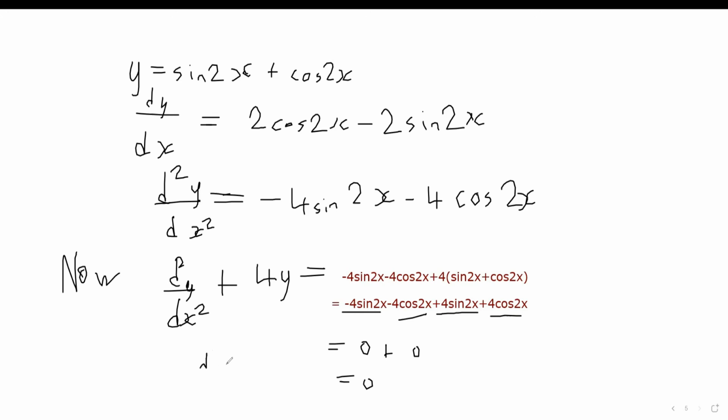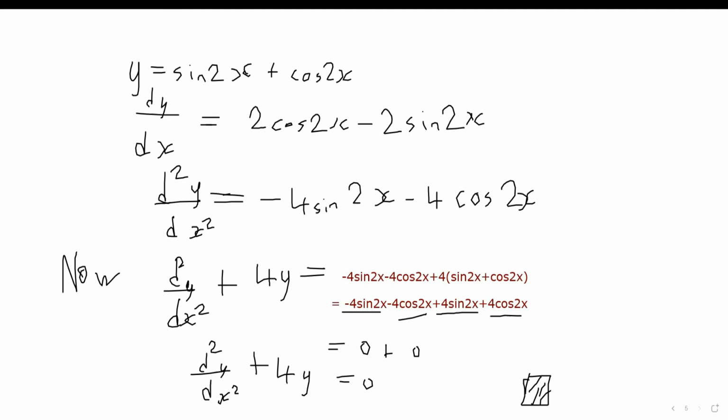They're giving away 6 marks. It's Christmas. That's d2y by dx squared plus 4y. They're literally giving away free marks. We're nice, nice, nice.